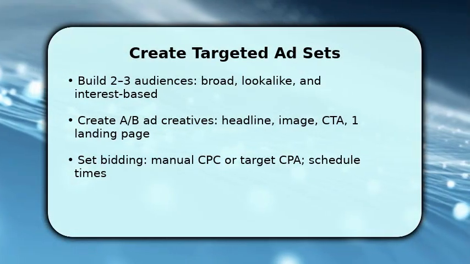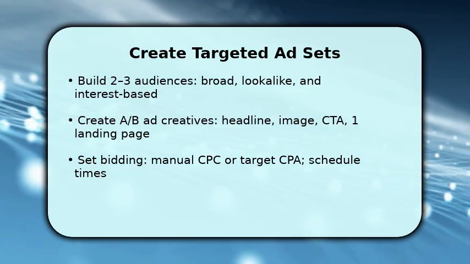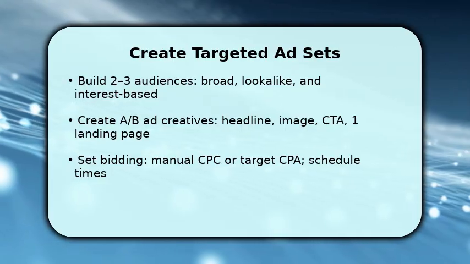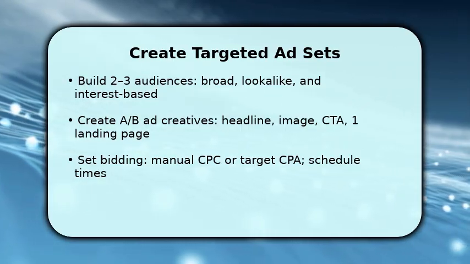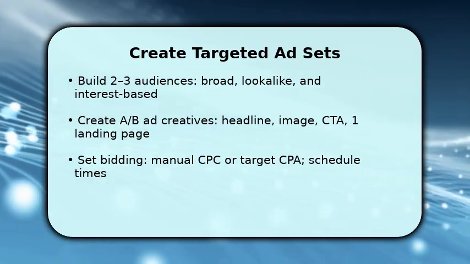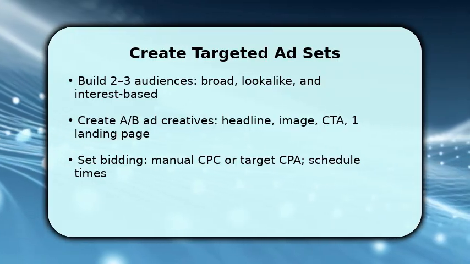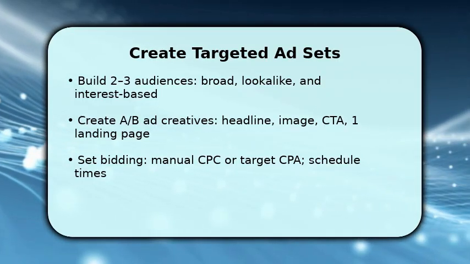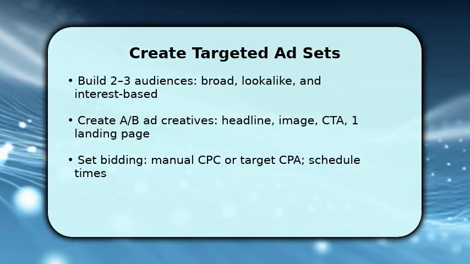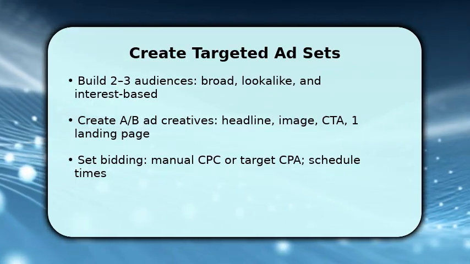Now create the actual ad sets. Start by defining 2 to 3 audiences, broad interest, a lookalike from purchasers, and a retargeting list. For each audience, prepare A/B creatives, variations of headlines, images, or short videos, and a single optimized landing page to control variables. Set bidding strategy, manual CPC if you want control or target CPA for efficiency, and schedule ads for your top converting hours. Make sure to enable UTM tracking, so analytics tie ad clicks to Shopify conversions.